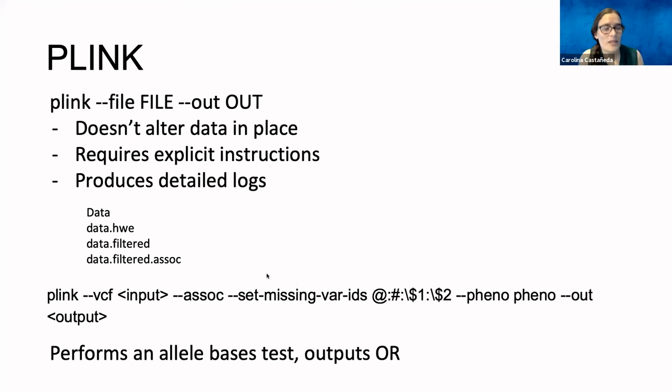Then, because I'm asking for an association test, I give PLINK phenotype information on my cohort. I use this flag to say here's a phenotype file, and then specify what I would like to be in my output file. In this example, PLINK will perform an allele-based test and will output the odds ratio for each one of the alleles and how they're associated between cases and controls. So what's the odds ratio?